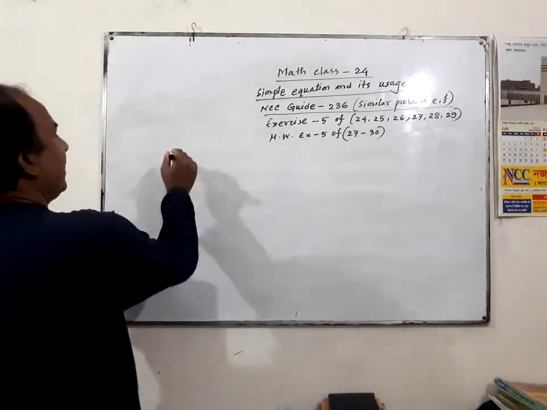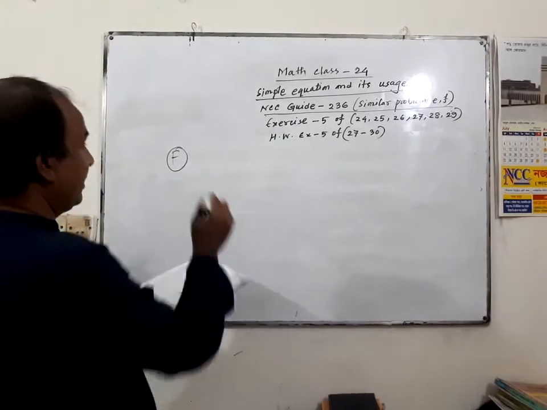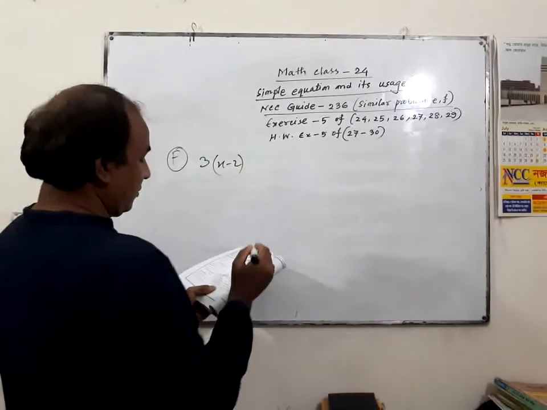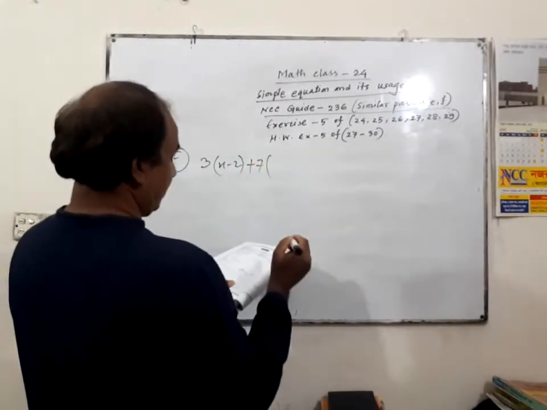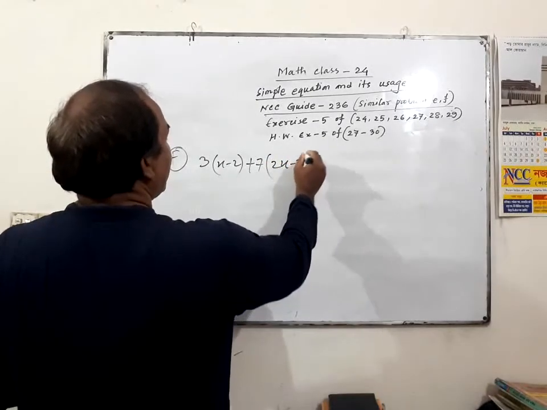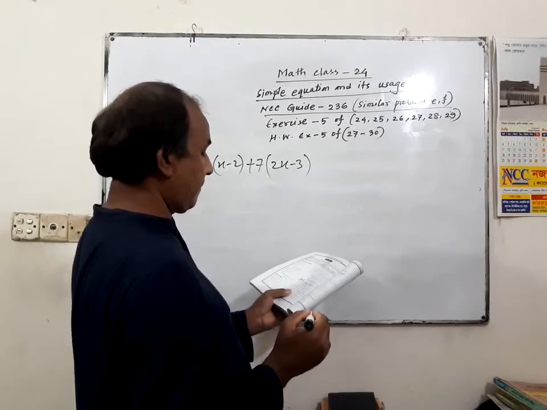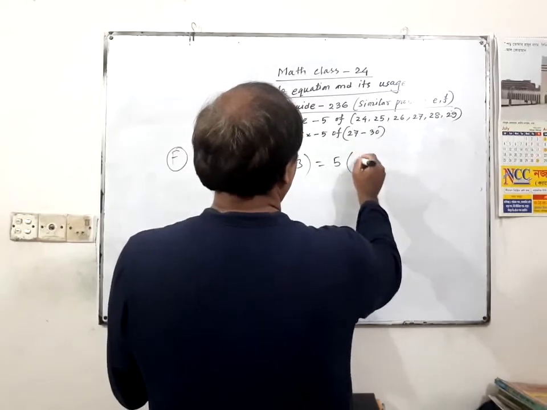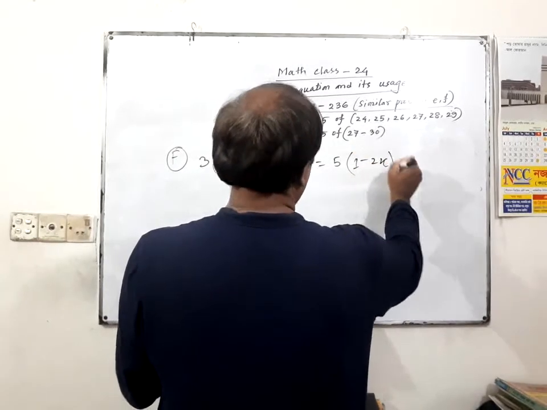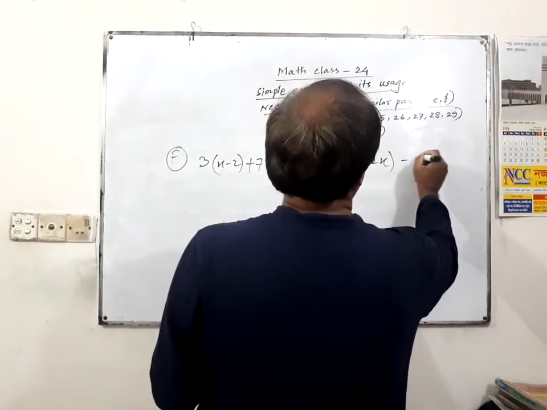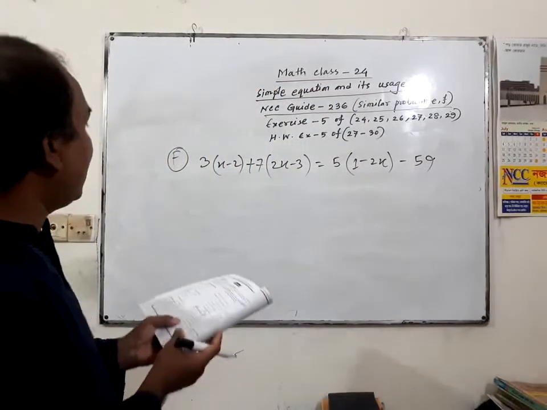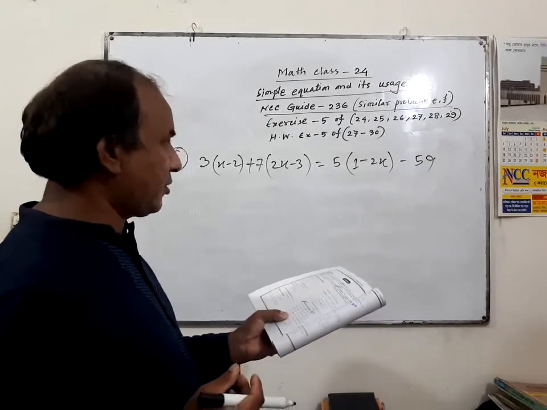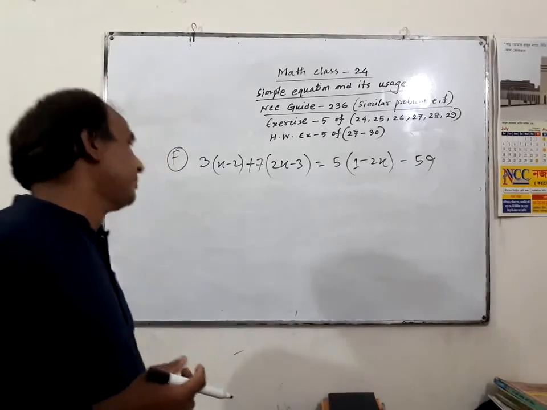And same way number F. 3(x minus 2) plus 7(2x minus 3) is equal to 5(1 minus 2x) minus 59. That is, 3x minus 2 plus 7 into 2x minus 3 is equal to 5 into 1 minus 2x minus 59.